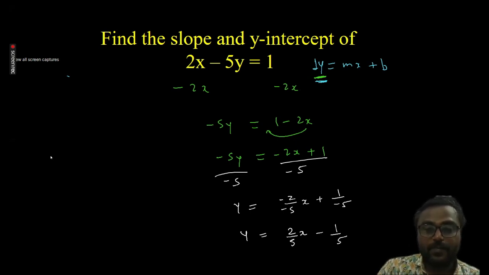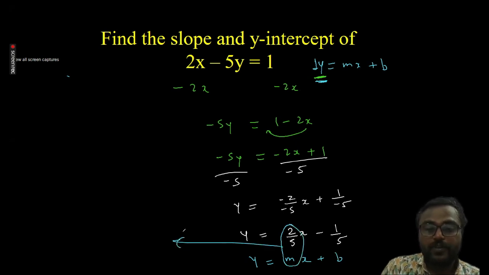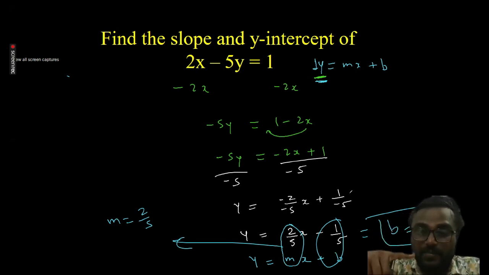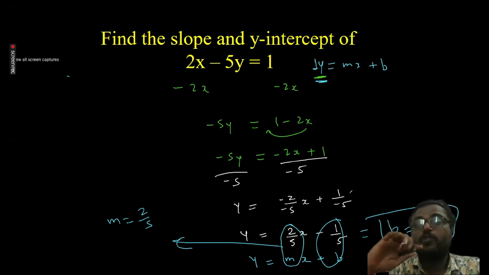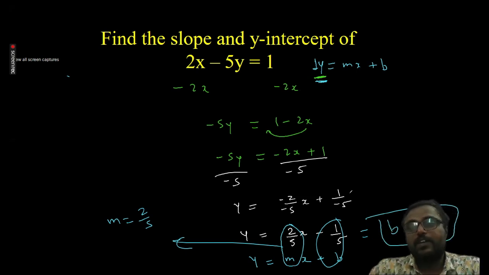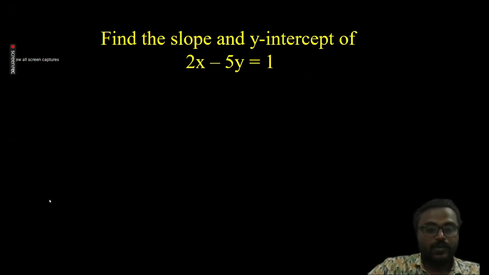So if I compare it with the equation y is equal to mx plus b, m is equal to 2 over 5 and b is equal to negative 1 over 5. So the y-intercept is negative 1 over 5 and the slope is 2 over 5. You just need to get everything into the form y equals mx plus b, and then see which value is m and which value is b. Let's move on.